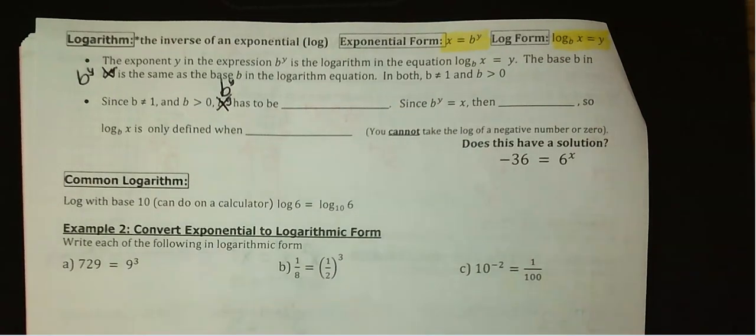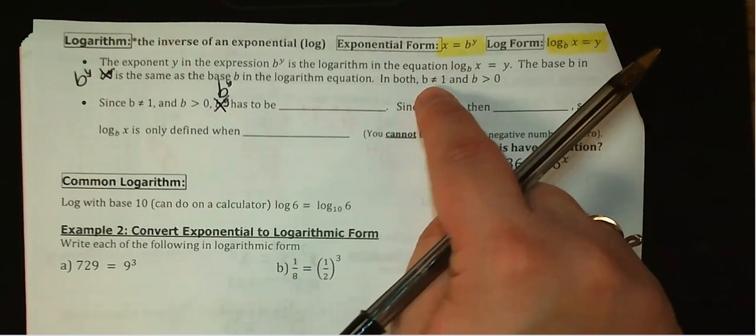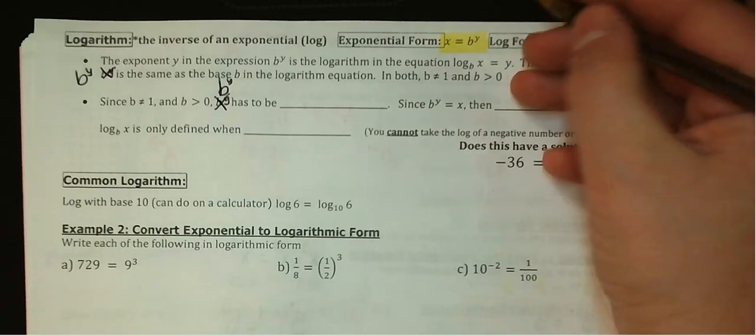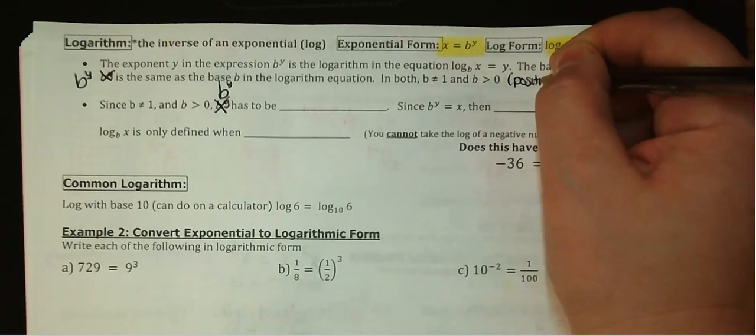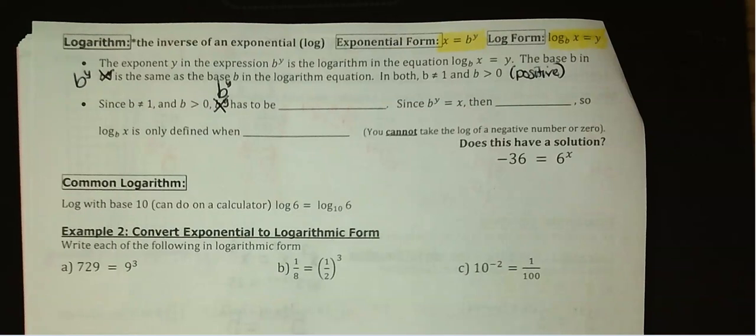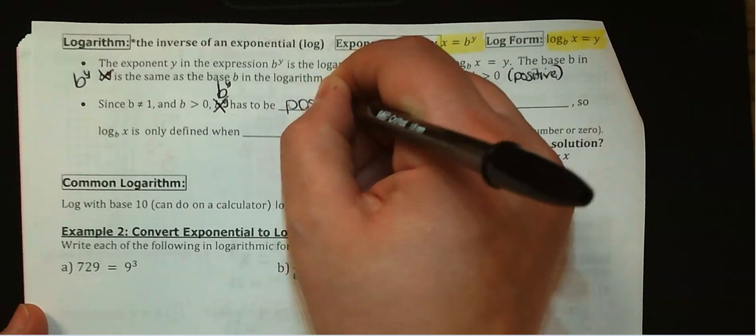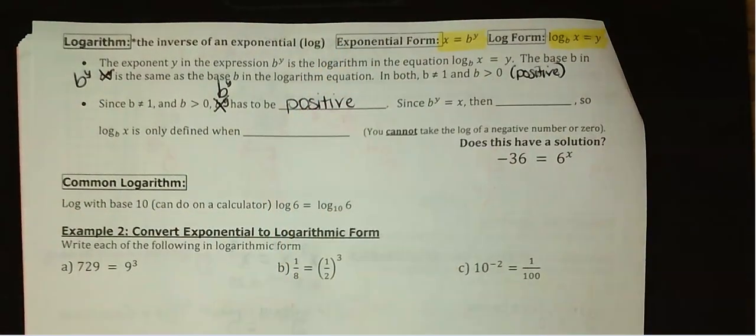In both, the same rules from your exponentials apply. b cannot be equal to 1, and b is greater than 0, which just means it's positive. Whenever something is greater than 0, it's telling you it has to be a positive number. b cannot be a negative number. Since b can't be 1 and b has to be positive, b to the y also has to be positive. If I plug in any value for y, whether positive or negative, if b is positive, b to the y power has to be positive. It might be a fraction, but it's not going to be negative.